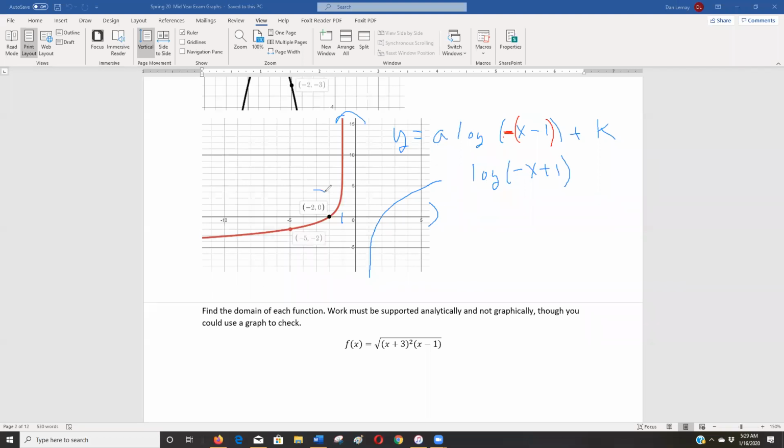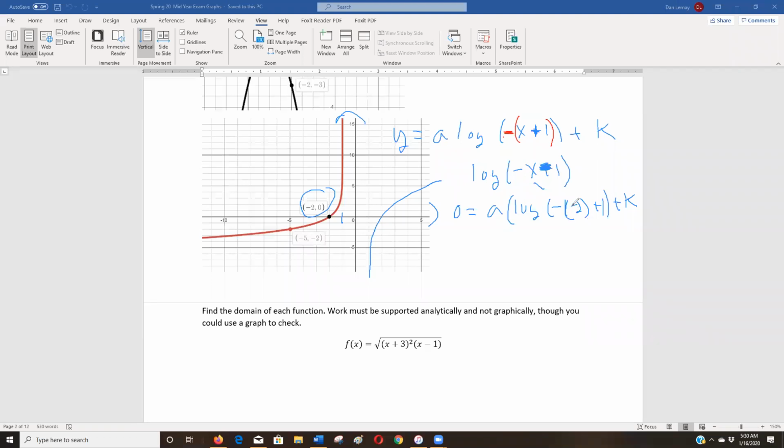If I look at this point here, -2, 0, let's plug that in. Is 0 equal to some stretch factor times the log of, let's see, if I use this version of it, -2 plus 1 plus k? Well, something's not right here, just a minute. Right here, I screwed up. This should be plus because it shifted left 1, which would make this negative. You probably already caught that mistake.